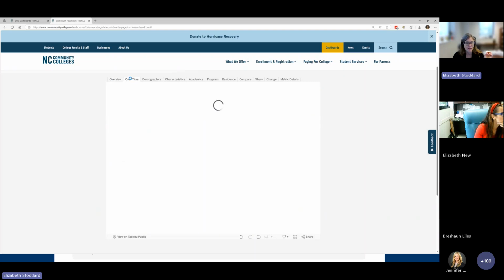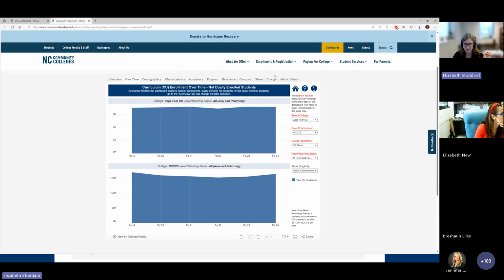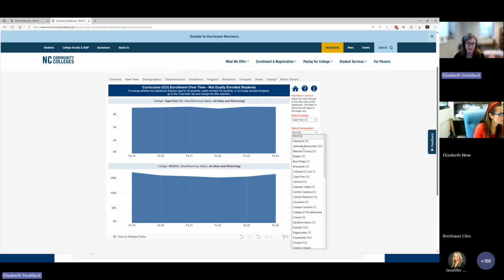The next page of this dashboard is another kind of over-time view. The addition here is that in addition to just looking at Cape Fear enrollment, we're also comparing that to NCCCS overall statewide enrollment. If we wanted to, we could select a different college from the list here. So you can compare your college to a peer college, or you can compare your college to statewide.